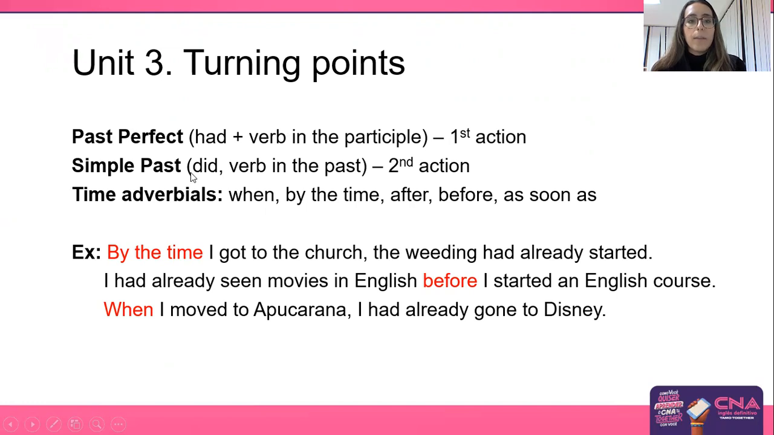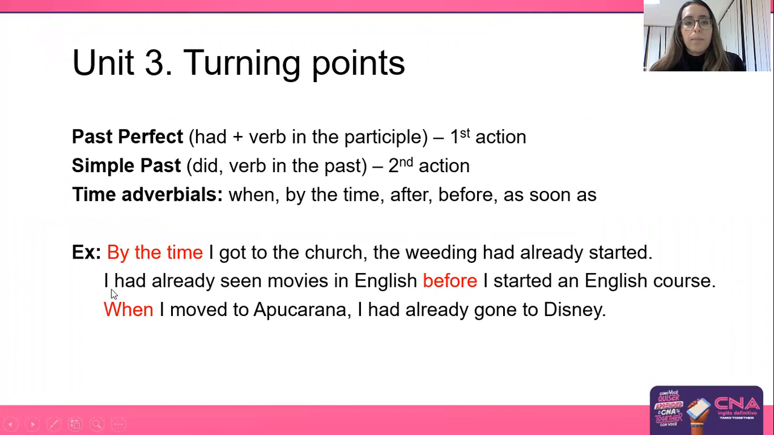And guys, we saw some time adverbials, yes, that can help us to find out which event happened first and second in the past, okay? So for example, when, by the time, after, before, as soon as, okay? So for example here, by the time I got to the church, the wedding had already started, yes? So take a look. The first thing that happened in the past here is that the wedding had started. Yes. And then I got to the church. Yes. So like I missed the beginning of the wedding. Yes. Because by the time I got there, it had already started.